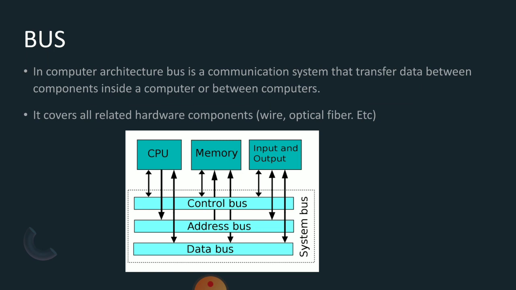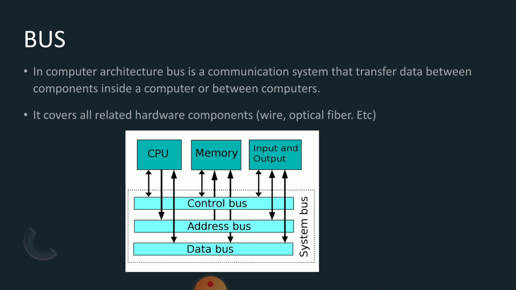In computer architecture, a bus is a communication system that transfers data between components inside a computer. Either you are passing your data from input output device to memory, from memory to CPU, from CPU to memory, or from CPU to output. You require some transmission lines or a bus where you can transfer your data. So all the wires inside your system are buses, or we can say the system bus.